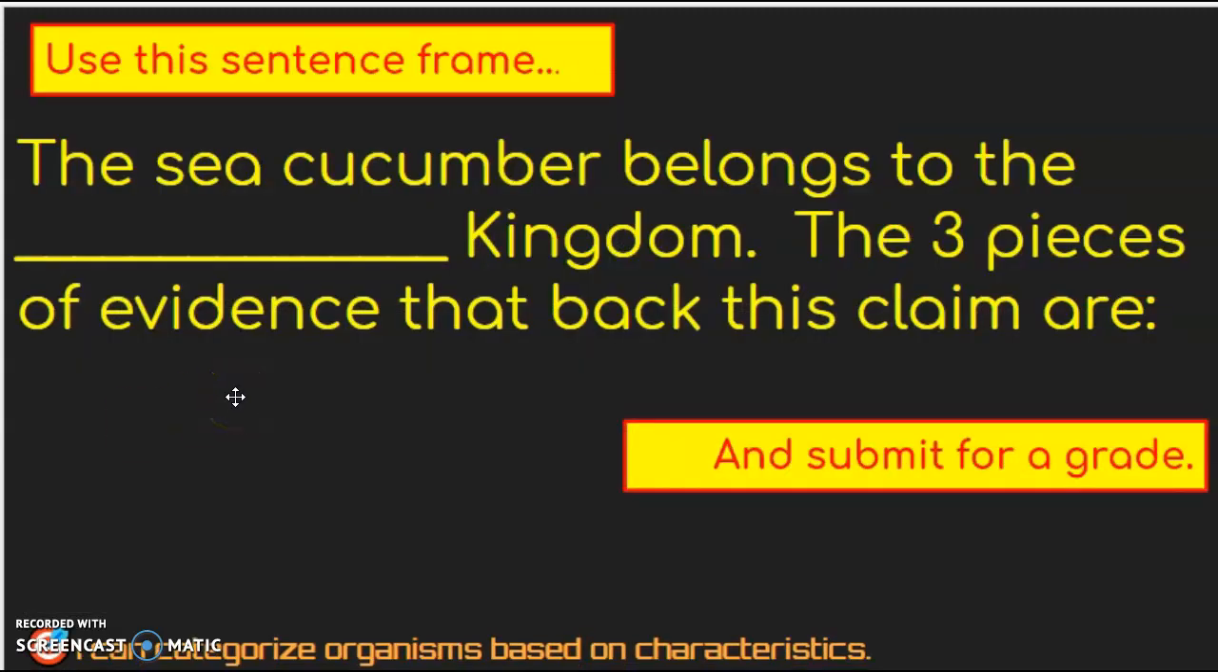And then here's the sentence frame you'll use. The sea cucumber belongs to blank kingdom. The 3 pieces of evidence that back this claim are, and you just list those characteristics from the kingdom that back up your claim. And that's today's lesson.